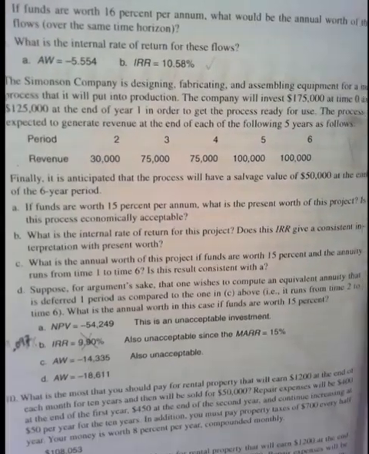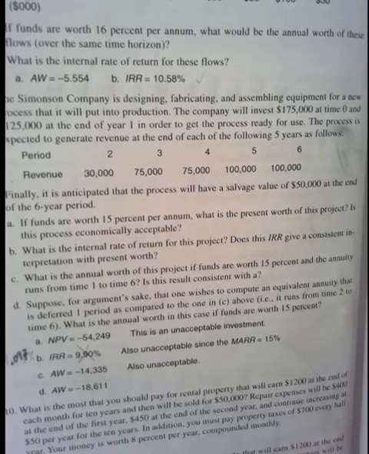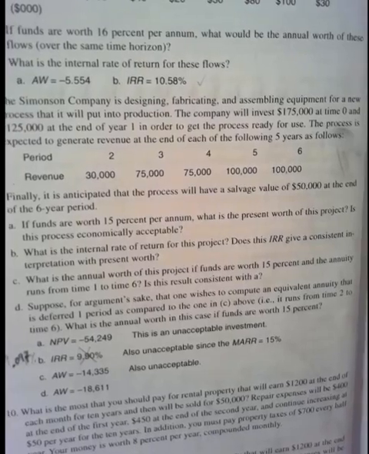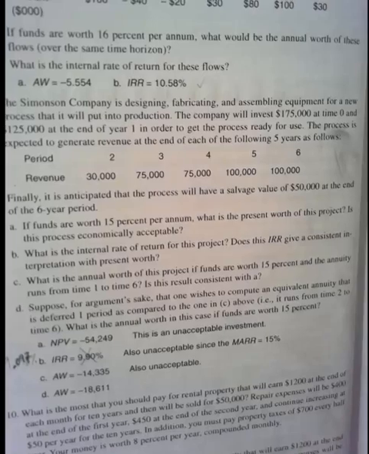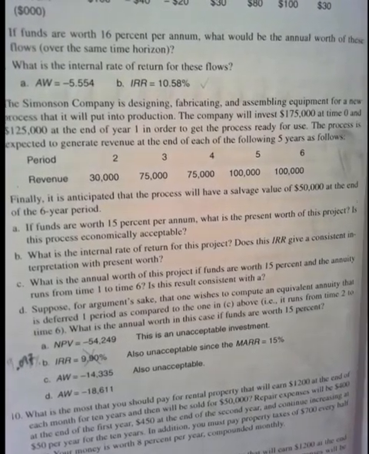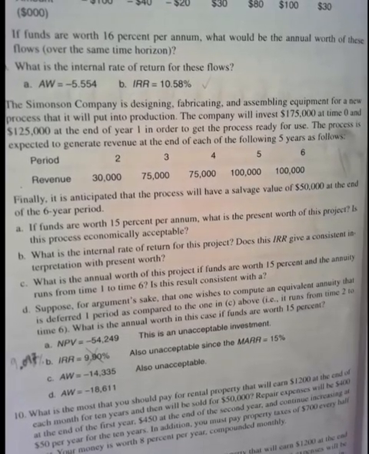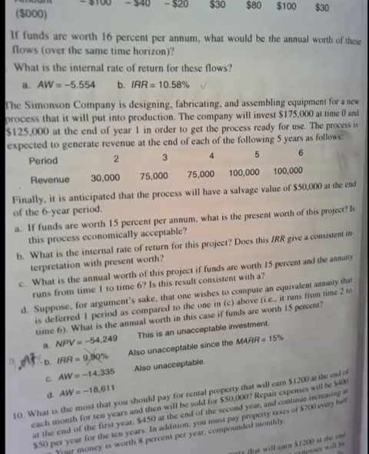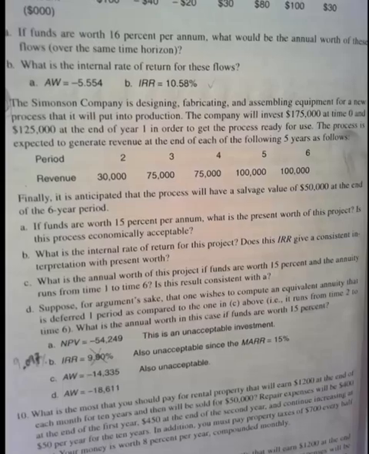Part A. If the funds are worth 15% per annum, what is the present worth of this project? Is the process economically acceptable? So you're basically saying, find the corresponding annuity to this series of varying cash flows using a discount rate of 15% per year and check if it's positive. If the annuity is positive, then it is economically acceptable. If it's negative, reject.